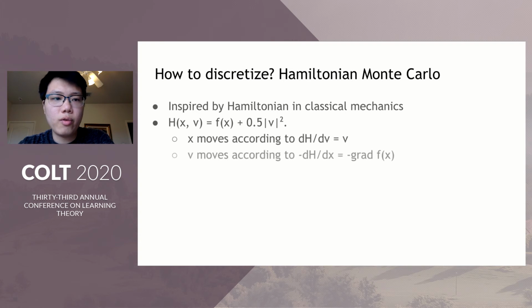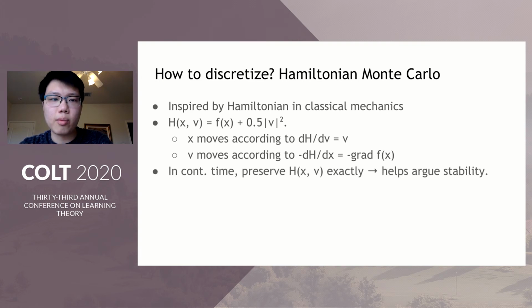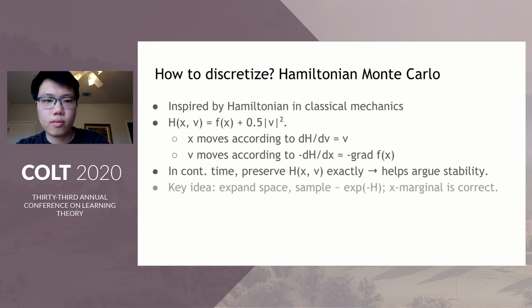So note that if I move these variables x and v according to the other side, namely x moves according to v, and v moves according to minus the gradient of f, in continuous time, this Hamiltonian h is preserved exactly, and this helps us argue about the stability of this process quite a bit. And the key idea here is that if we can expand the space to a more stable procedure, and sample exactly from e to the minus h, the x marginal is actually preserved. So by outputting the point x, we get a sample from e to the minus f of x.